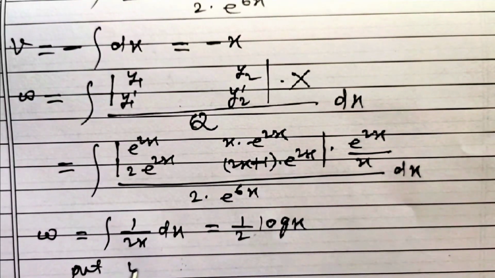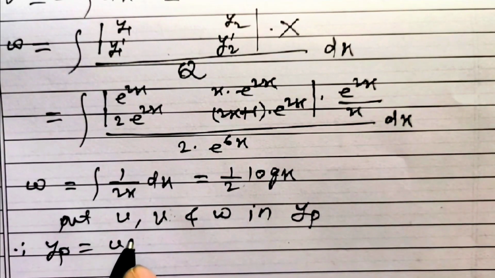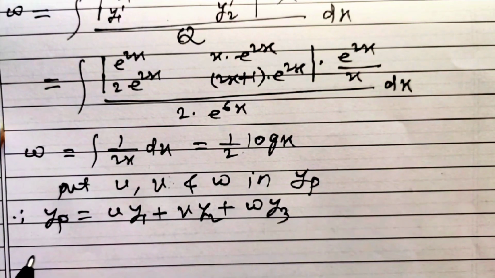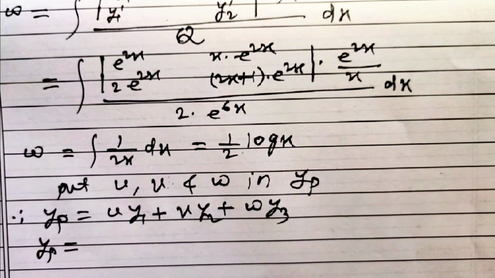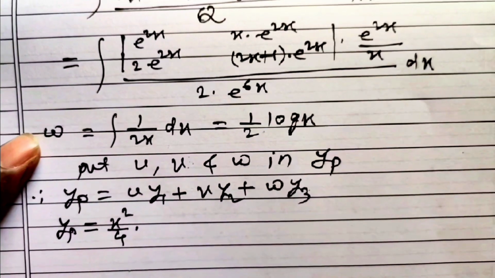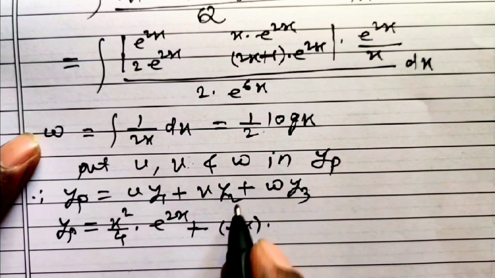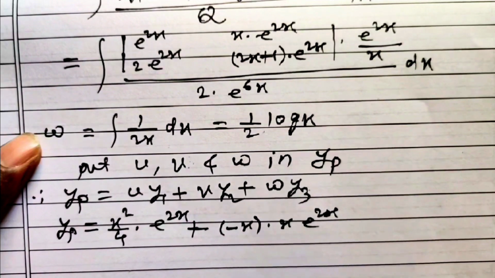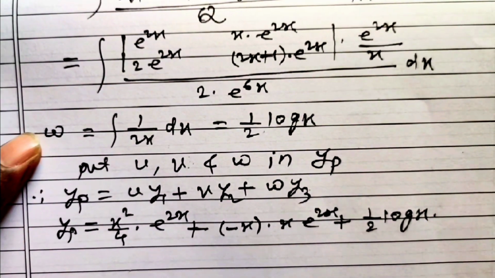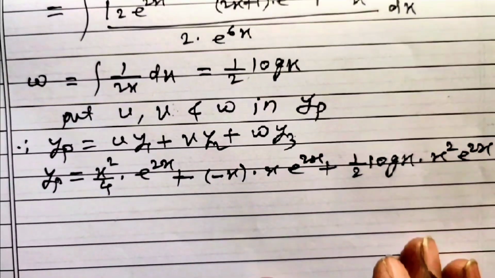Now put u, v and w in yp. Since you know yp is equal to u y1 plus v y2 plus w y3, hence yp, that is the particular integral, is equal to, what is u? We have obtained this value, x square upon 4. U is x square upon 4, and y1 is e to the power 2x, plus v we have obtained, minus x, y2 is x into e to the power 2x, plus w is this one, 1 upon 2 log x, into y3, and you know y3 is x square into e to the power 2x. This is yp.